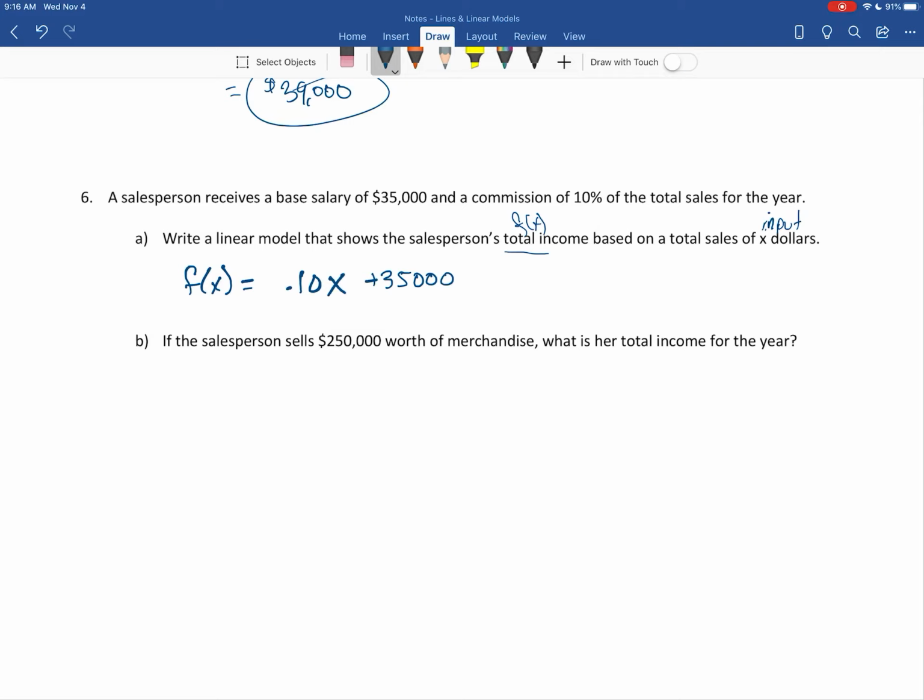And then we can jump straight into the second part of the question here. If the salesperson sells $250,000 worth of merchandise, what is her total income? So what's f of 250,000?